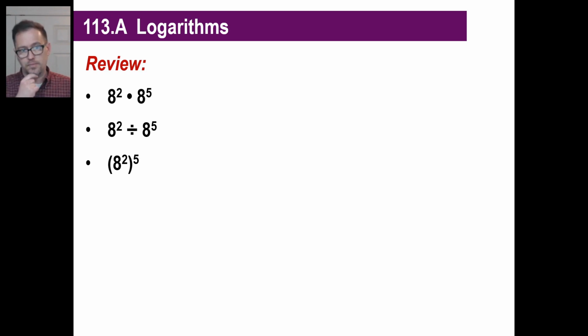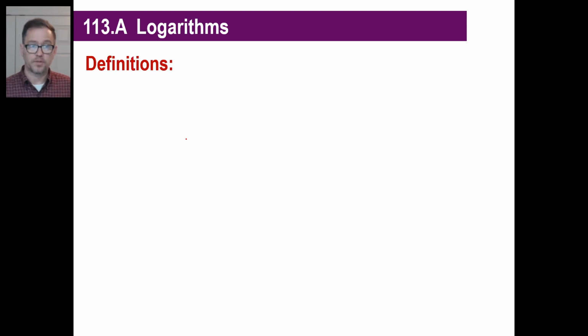But let's look at some old stuff first. 8 to the second times 8 to the fifth, as we know, is 8 to the 7th, right? 8 to the second divided by 8 to the fifth is 8 to the negative third. We subtract. And 8 squared brought to the fifth power is 8 to the 10th. Just some basics about exponents.